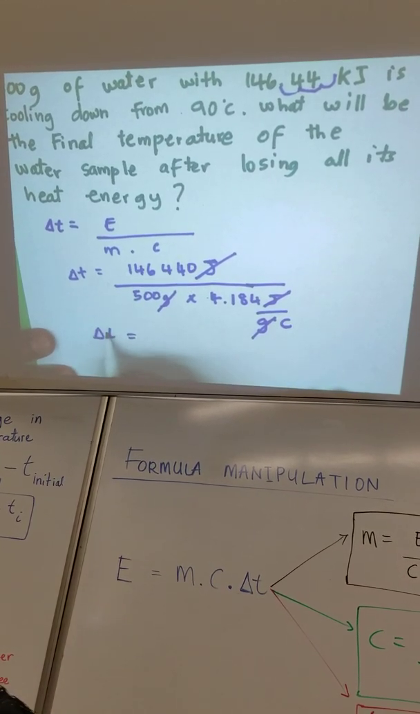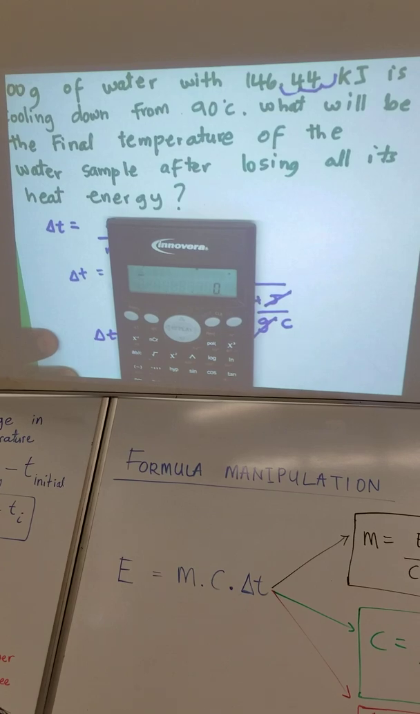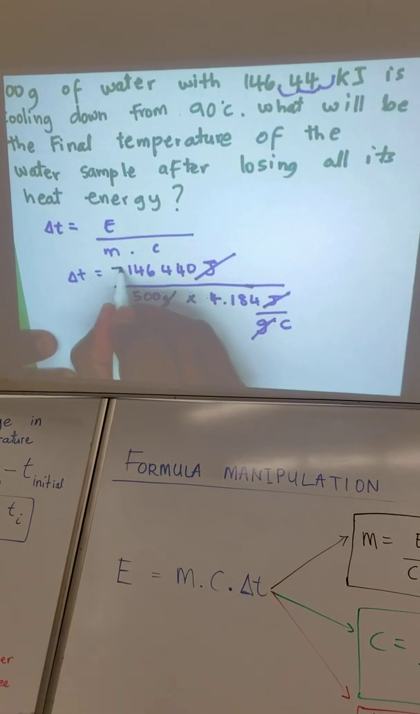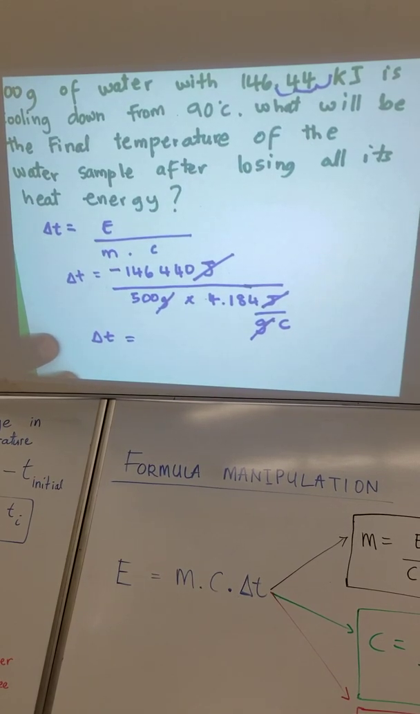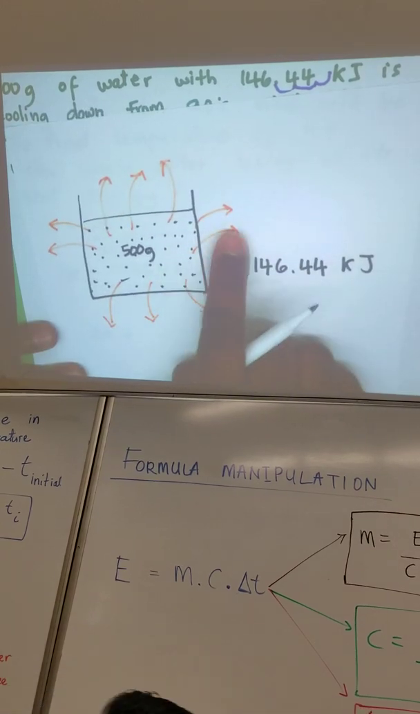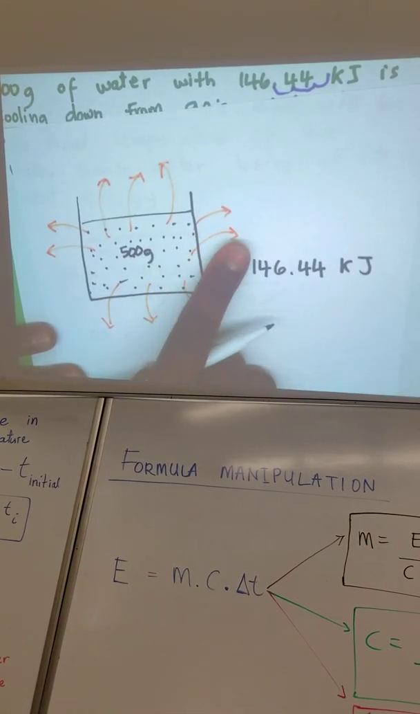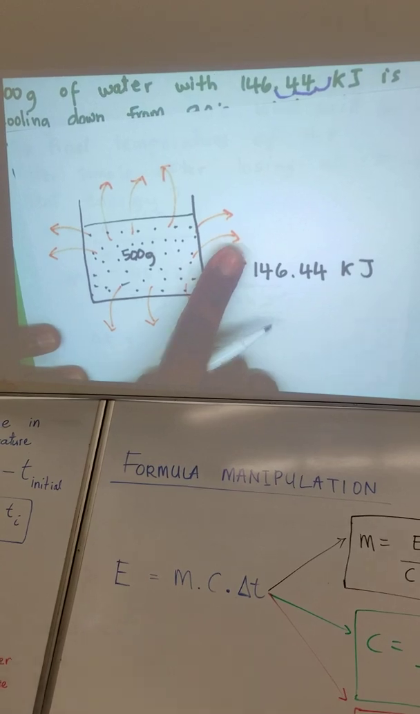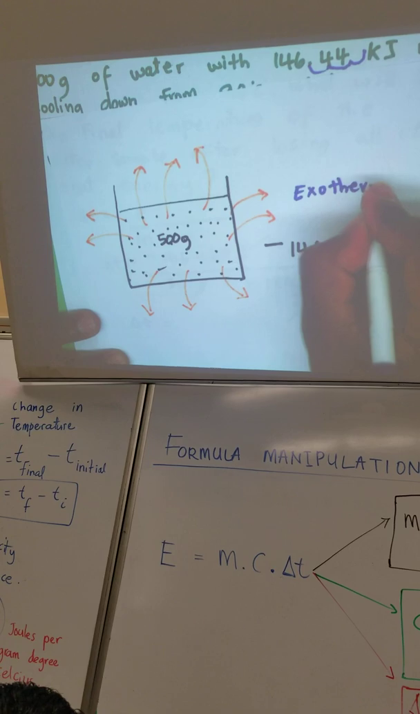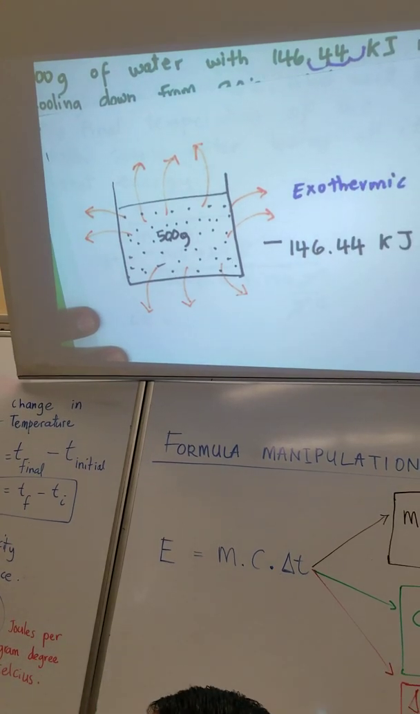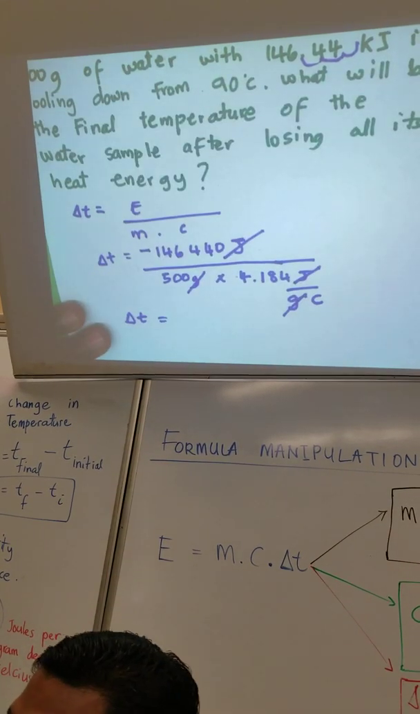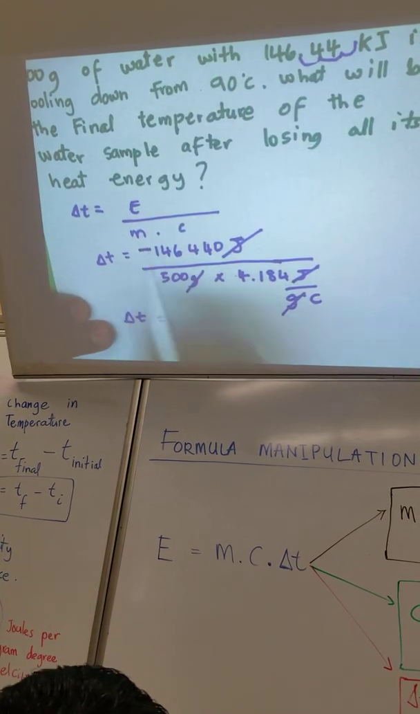So delta T would be 146. Okay, so we have to put a negative for energy because, as I have shown you in the diagram, heat energy is lost out. If heat energy is lost to the surrounding, this system is exothermic. Exothermic meaning heat energy given out. Exo means out. So heat energy is given out to the surrounding. So this is the reason why I'm putting a negative on top.